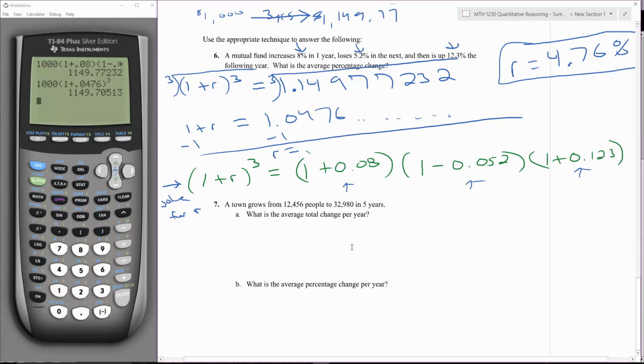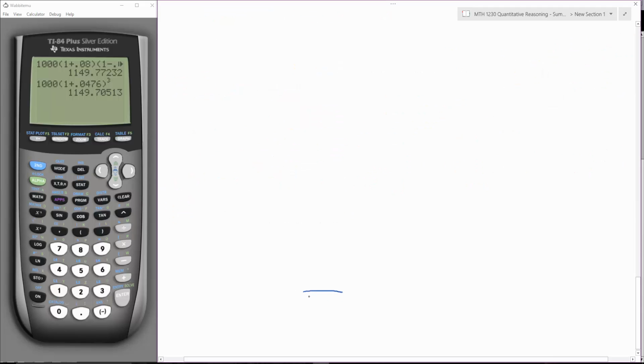So number 7 says a town grows from 12,456 people to 32,980 in 5 years. Part A asks, what is the average total change per year? That is different than part B, what is the average percent change per year?